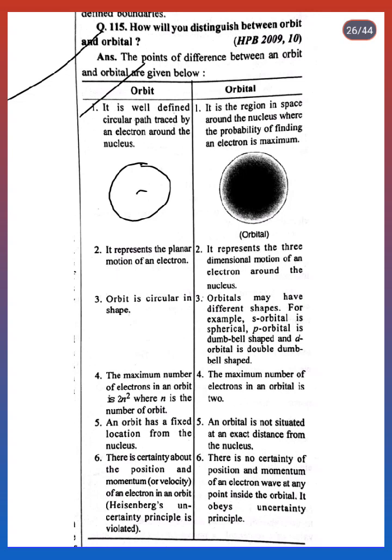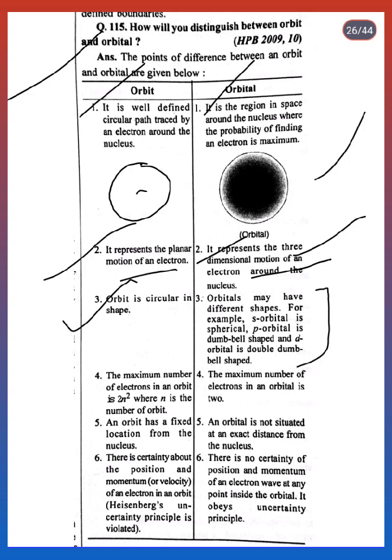And orbital is the region in space around the nucleus where the probability of finding the electron is maximum. That is what we call the orbital. An orbit represents a planar motion of an electron, and an orbital represents the three-dimensional motion of an electron around the nucleus. An orbit is circular in shape, and an orbital may have different shapes: s orbital is spherical, p orbital is dumbbell, d is double dumbbell, and f has complex shapes.